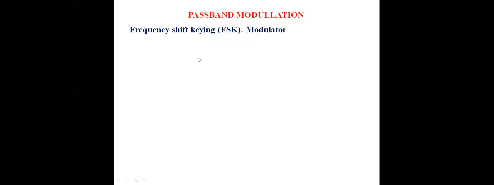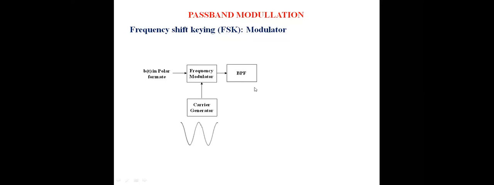In FSK generation, we use a frequency modulator. This frequency modulator is exactly similar to the frequency modulator which is used for generating analog FM. You know, analog FM we studied in the beginning of our course. So let me show the diagram. So this is the frequency modulator which we use for generating FSK.